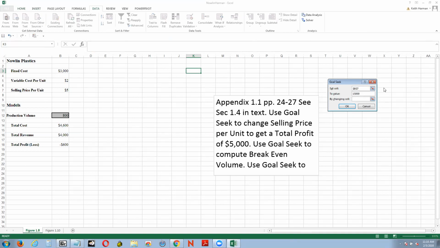Okay, let's see, I want to set the cell, pardon me. I want my total profit, I apologize. Total profit. So I want to do B18, which is the total profit, and I'm going to set that to $15,000 by changing the cell B7, which is the selling price. Got it? So B18 is the total profit, and I want to set that to 15,000, by changing the selling price per unit. And let's see what we can do.